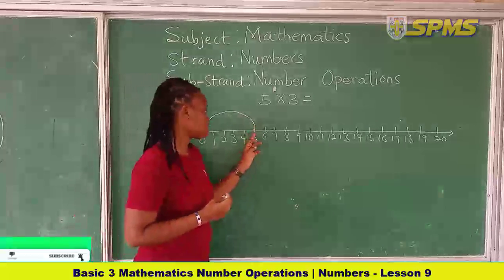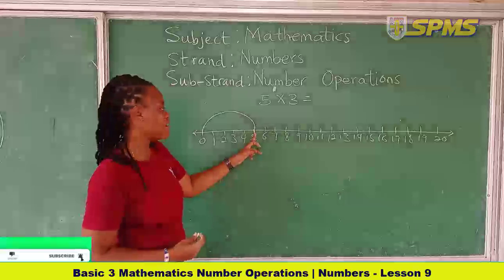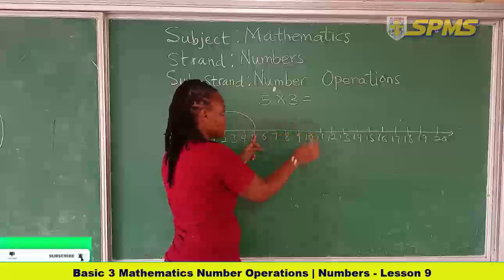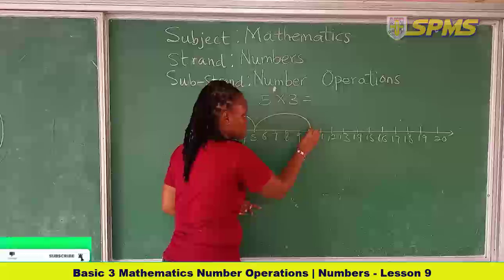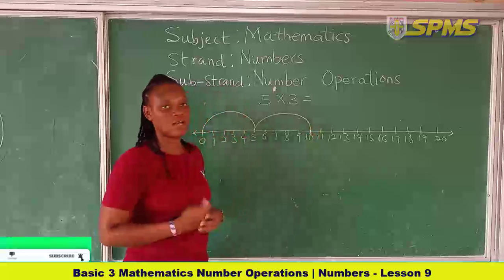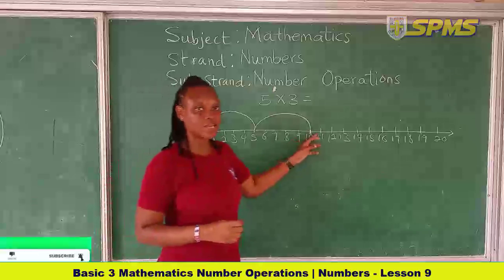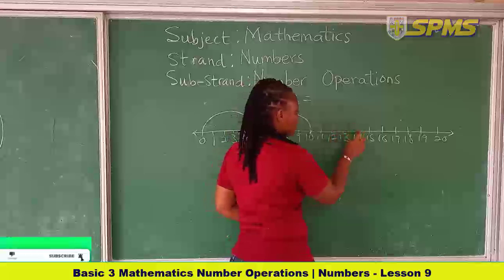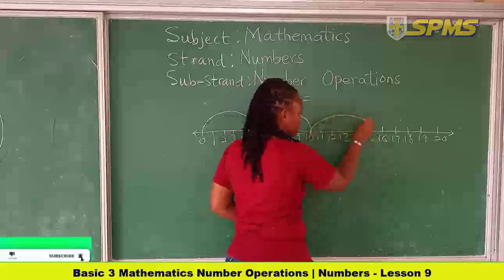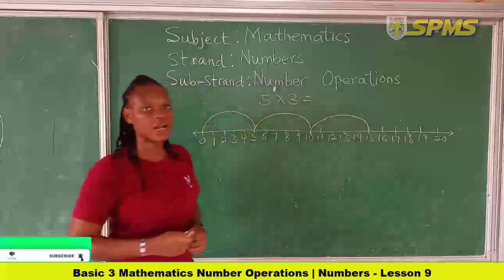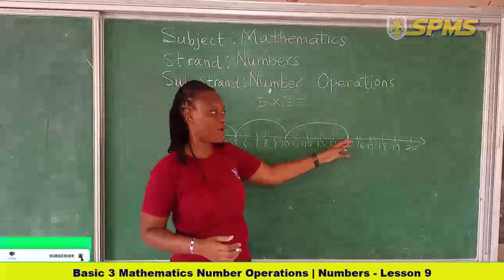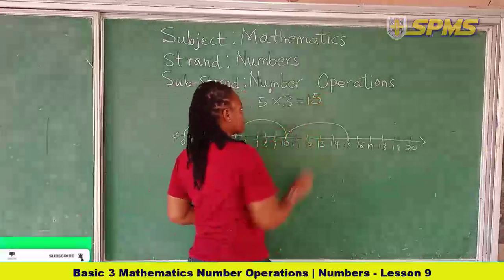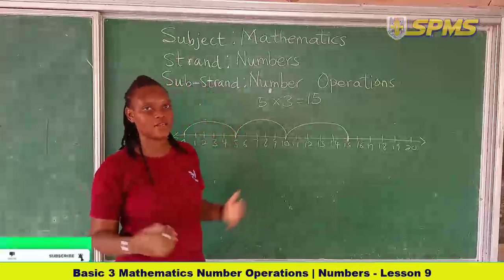Now we start at 5 and count another 5. So 1, 2, 3, 4, and 5. So we are getting to our next umbrella. Now let us count in 5 from 10. We have 1, 2, 3, 4, and 5. Our last umbrella. So which number did we stop at? The number 15. So that is our answer for 5 times 3.